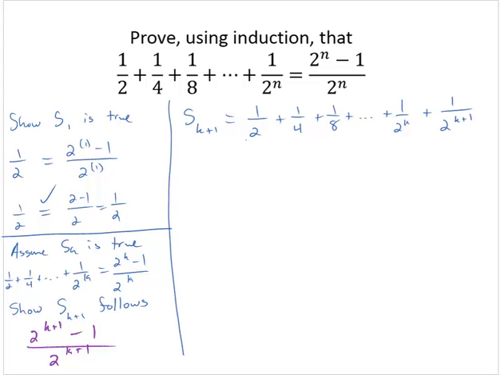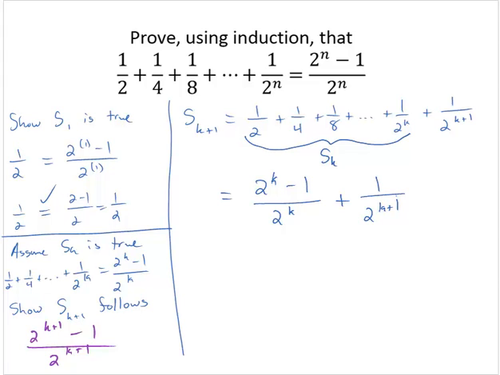So we can easily use the assumption by taking the first k terms. 1/2 plus 1/4 plus 1/8 plus up through 1 over 2 to the k, that is s sub k. And so since we believe s sub k to be true, we would have then 2 to the k minus 1 over 2 to the k, and then plus the other term, 1 over 2 to the k plus 1.